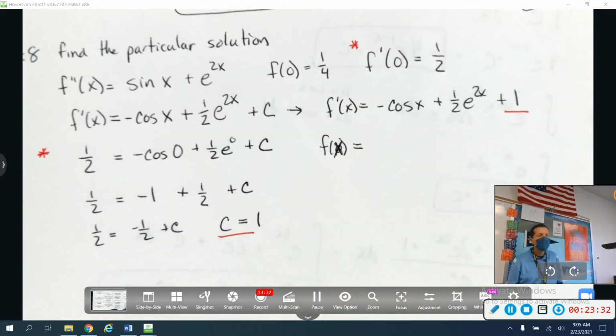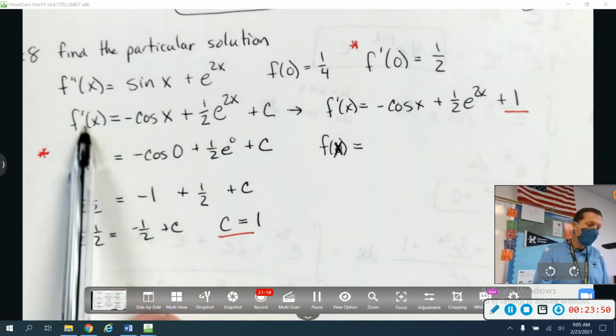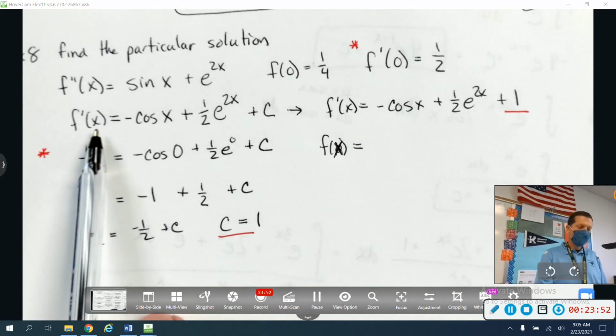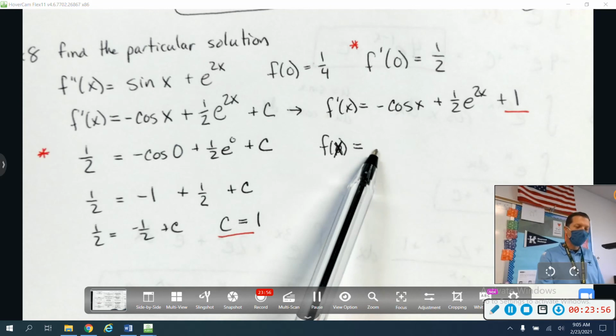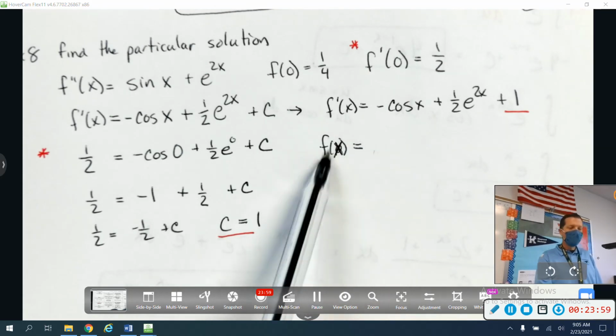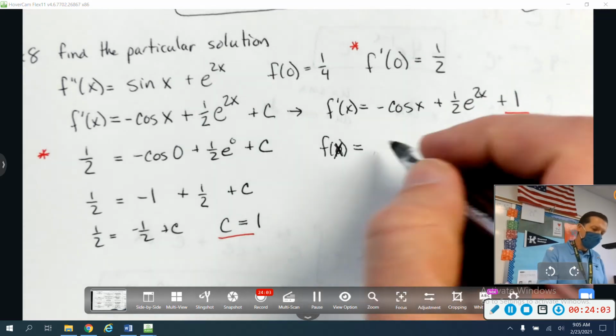So I need the antiderivative of negative cosine. Uh-oh, what's up? Isn't the derivative of sine of x positive cosine? Yes, the derivative of sine is positive cosine, but we're going backwards. Okay, sorry. That's okay. We're going backwards. Speaking of going backwards, we're going to go backwards again. What's the antiderivative, going backwards, of negative cosine? Negative sine.